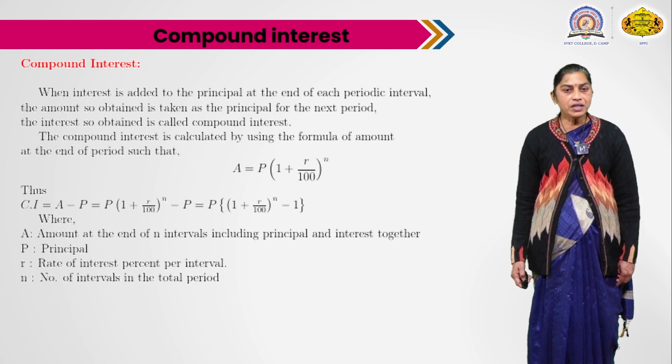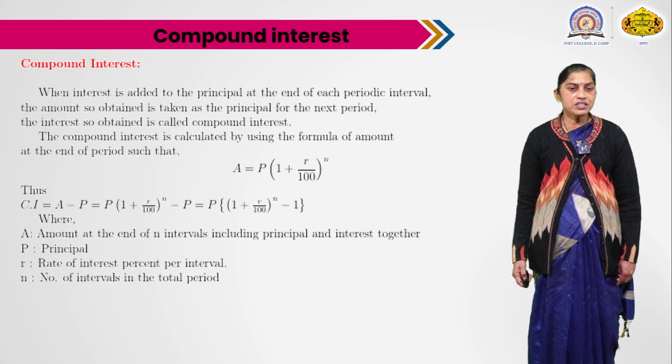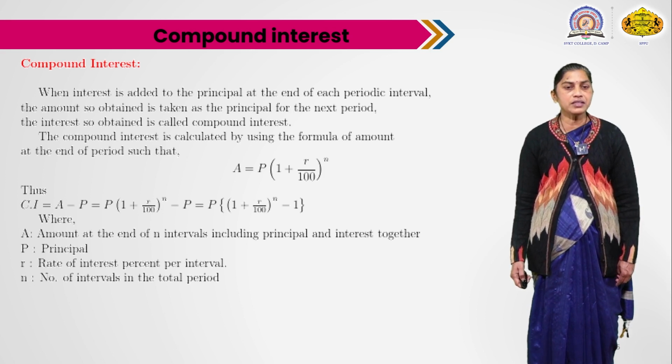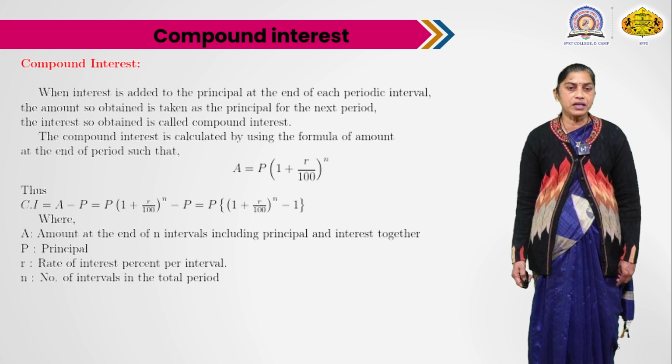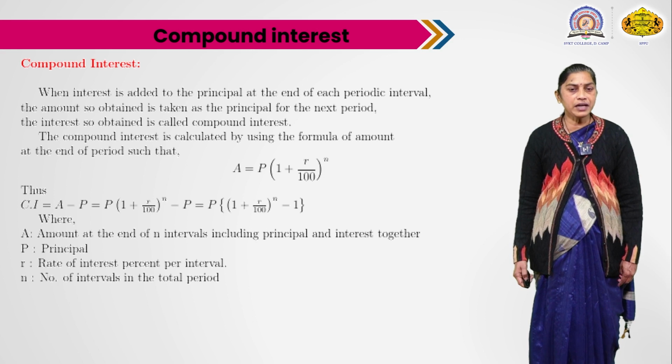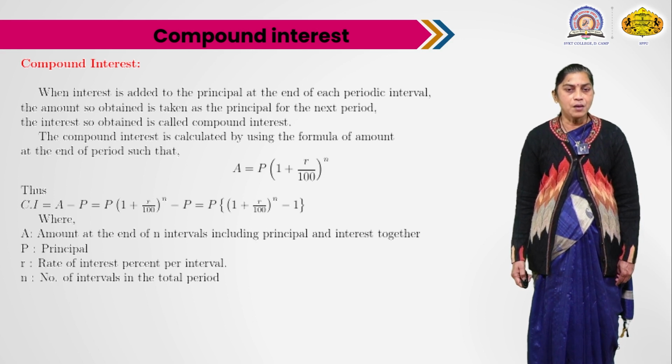So, compound interest is calculated by using the formula for amount at the end of the period, given by A is equal to P into bracket 1 plus R by 100 bracket raised to n. Then what is compound interest? It is always equal to amount minus principal, that is A minus P. Put the value of A, that is P into bracket 1 plus R by 100 bracket raised to n minus P. Taking P common, P into bracket 1 plus R by 100 raised to n minus 1.